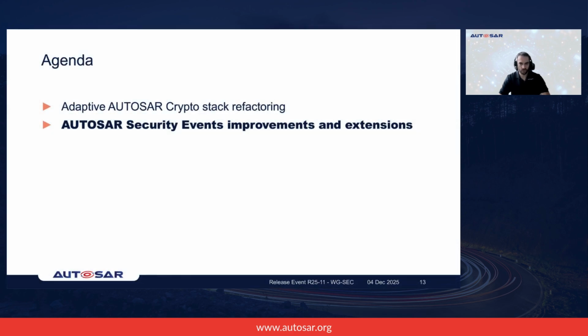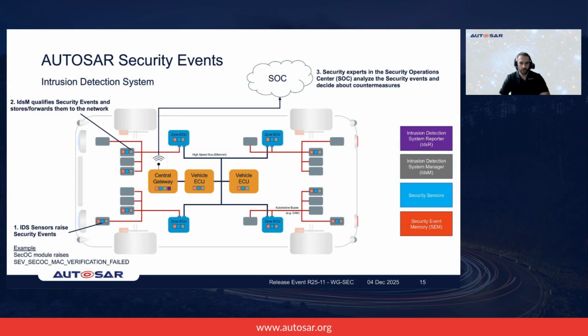With this, I would like to go on to the next topic that I've brought with me, the AUTOSAR security events, improvement and extensions. So let's dive in here. I would like to start with a brief explanation of what automotive intrusion detection is. It's a quite complex area, and we can start on the lower left side with bullet point 1, IDS sensors that are distributed in the vehicle, highlighted here with these light blue boxes.